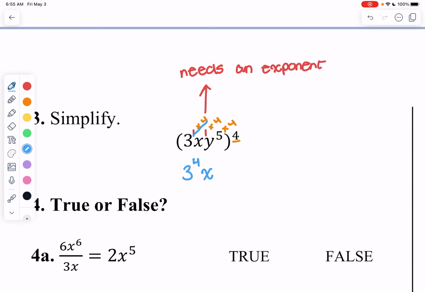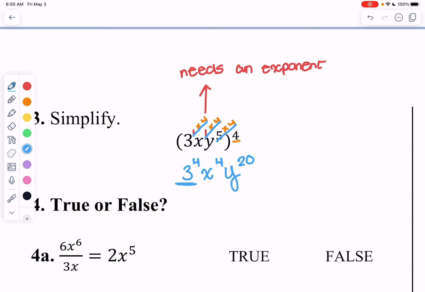X to the power of 1 times 4 is 4. And y to the power of 5 times 4 is 20. Cool. The last step that I want us to remember is that they may not have 3 to the power of 4 in my answer choices, okay?